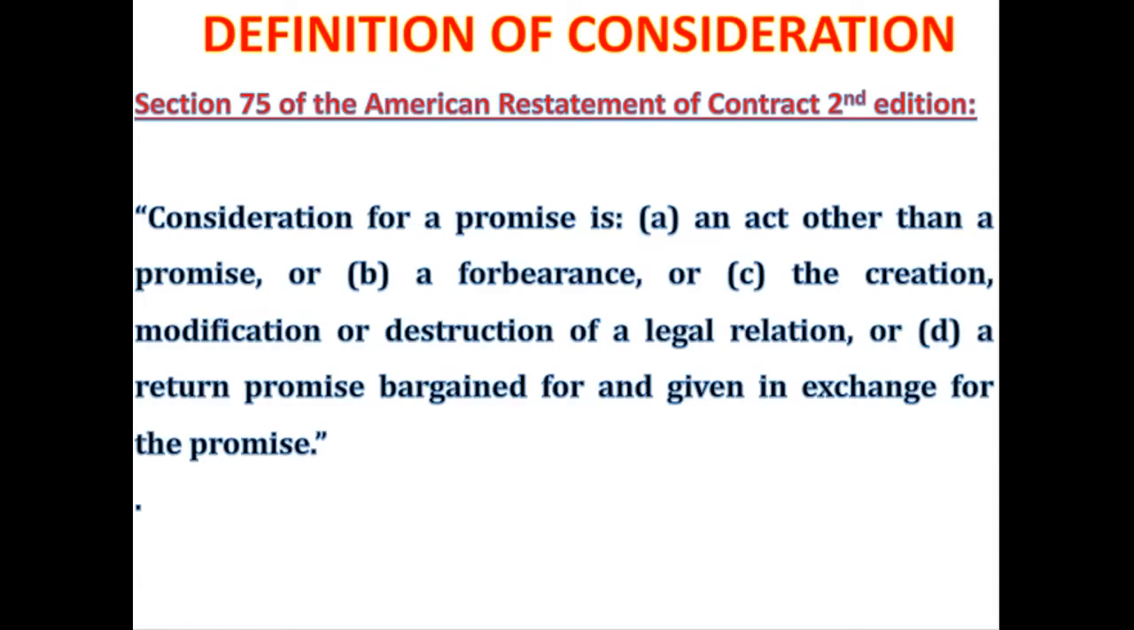Or B, a forbearance. Like we saw in Currie and Misa, where you tell someone, don't eat for 1 month, I'll pay you $1,000. If the person refuses to eat, that shall be consideration. So an act other than the promise, or forbearance. Or C is the new one that we are seeing: the creation, modification, or destruction of a legal relation.